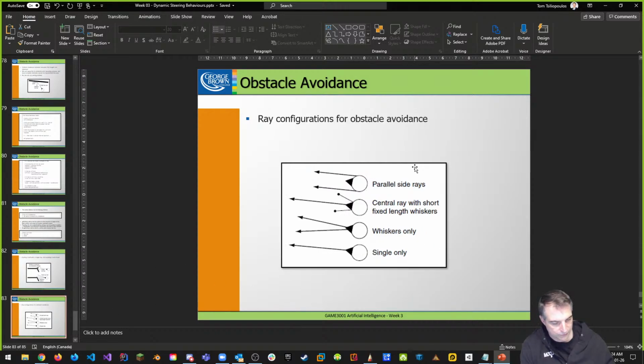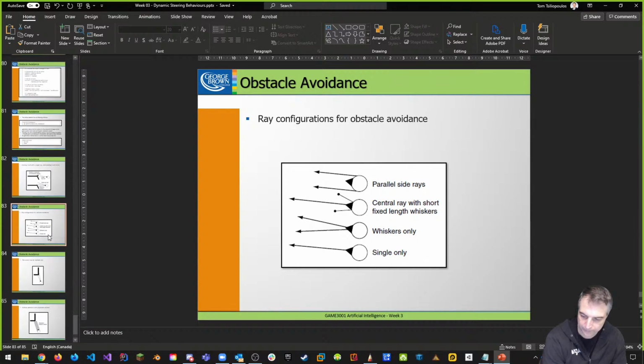And there's a bunch of different kinds of tactics we can use for ray casting. One of them is a central ray with short whiskers. Okay, that's one option. Another one is parallel side rays, where I have two side rays that come out a certain distance. Another one is just whiskers, and the third one is a single ray only. And there's also variations on any one of these things. Okay, these are just some different configurations that you can use for obstacle avoidance. And later on, we're going to see that this is also the way that we're going to be able to do line of sight.